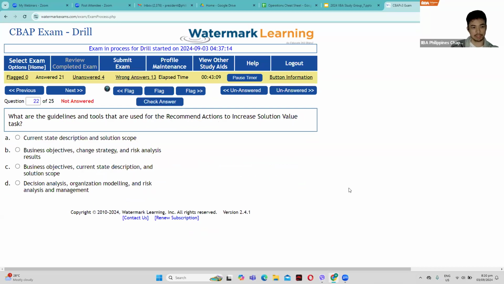So what are the guidelines and tools that are used for the recommend actions to increase solution value task? A, current state description and solution scope. B, business objectives, change strategy, and risk analysis results. C, business objectives, current state description, and solution scope. D, decision analysis, organization modeling, and risk analysis management.